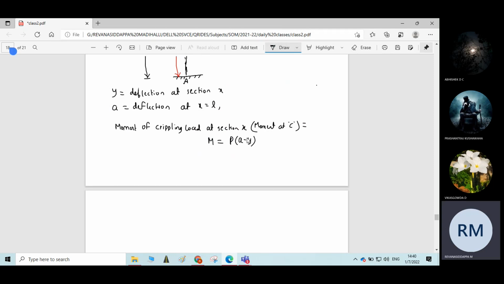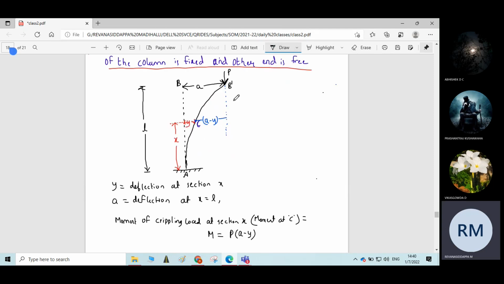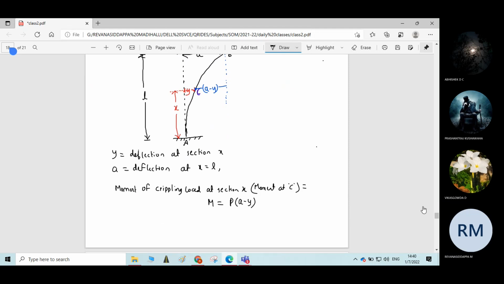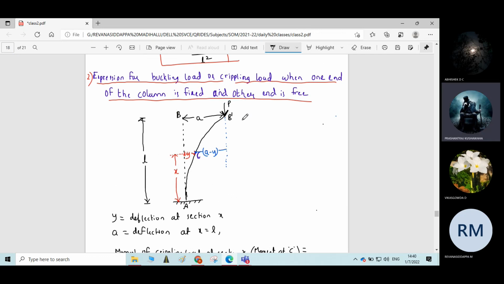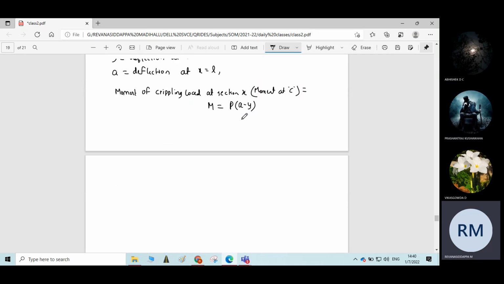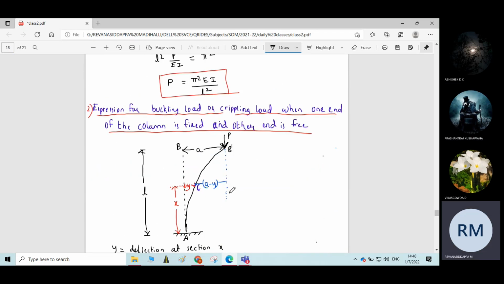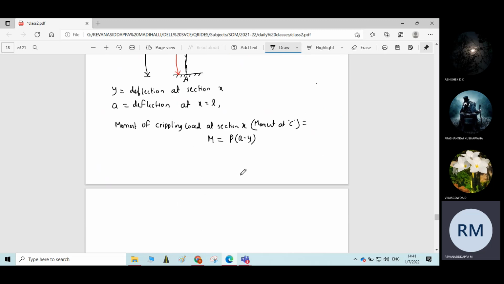What about the sign, plus or minus? Plus sign, because it will cause a clockwise moment about point C. Force P will cause a clockwise moment, or you can see the deflected shape is convex. The column's deflected shape is convex, that is why the sign is plus.